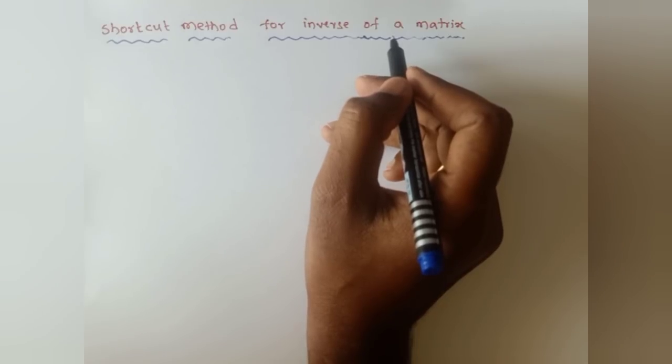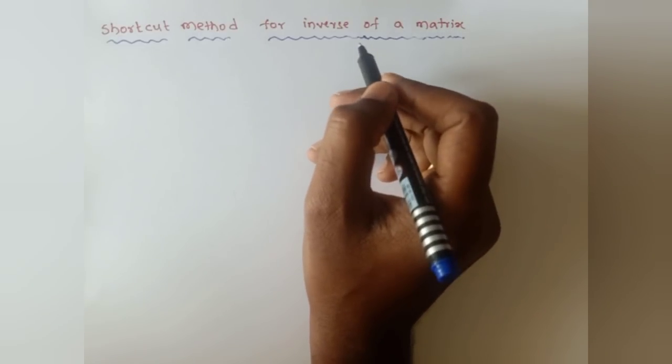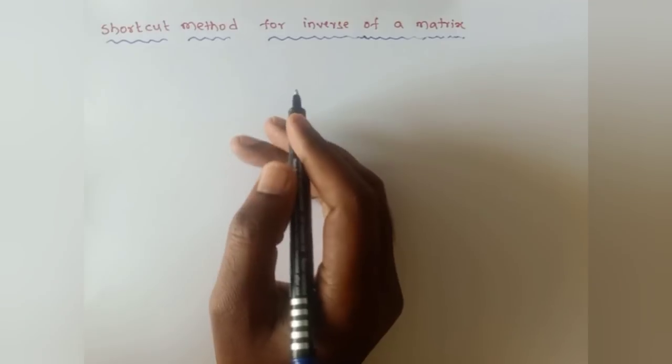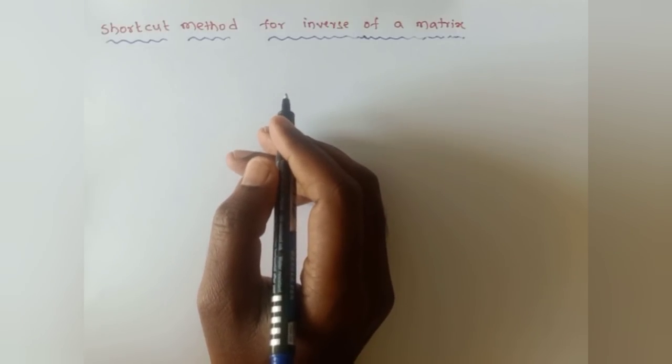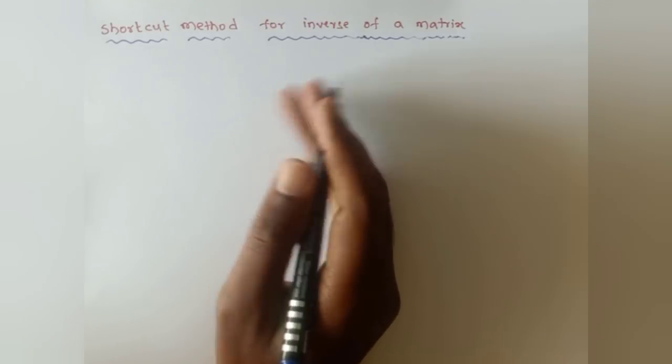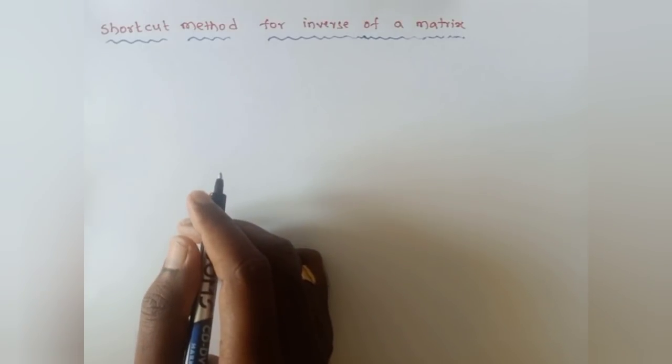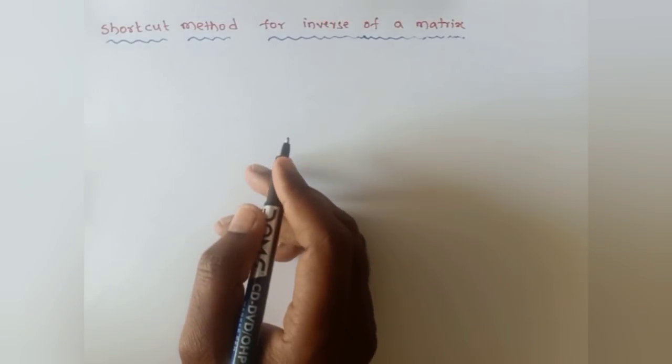If it is a descriptive question, then compulsorily you need to write the solution by using the concept like 1 by det A into adjoint A form or in the previous problem solution. Okay, so don't write in a shortcut way.